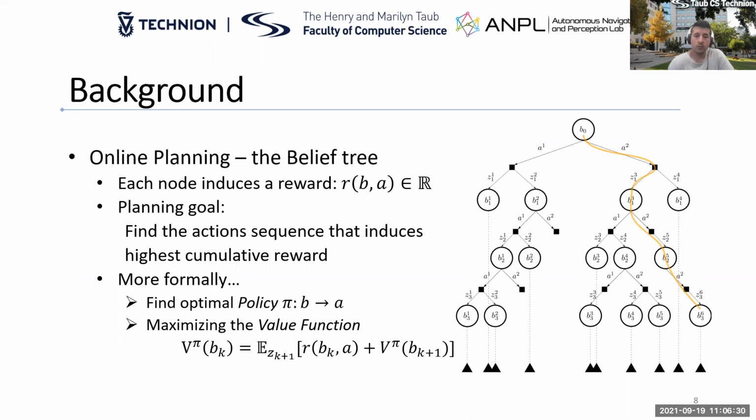So what does this tree have to do with planning? Since in our model each belief node induces a reward, the decision-making or planning goal is to find the action sequence that induces the highest cumulative discounted reward. More formally, we would like to find a policy that maximizes the value or the objective function. It can be calculated by considering different actions and taking an expectation over the observations.